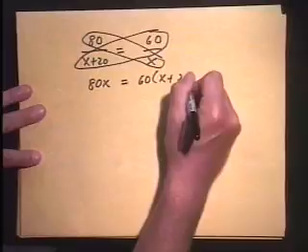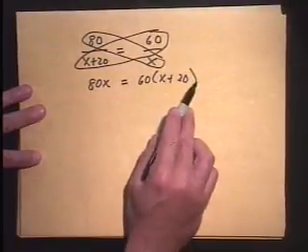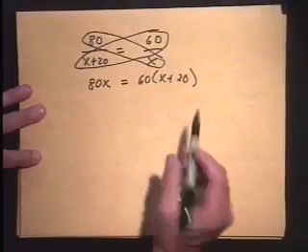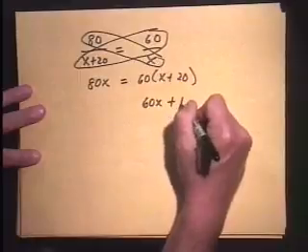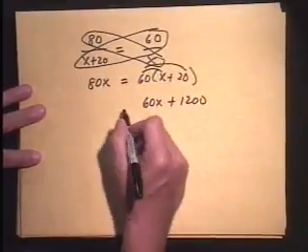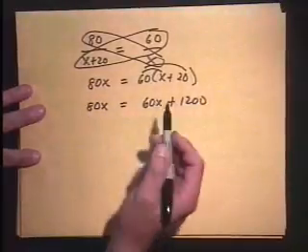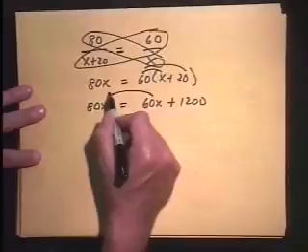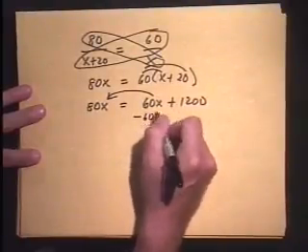Now, you know what we're going to have to do with the 60 and x plus 20? There's that distributive property, the most important property in algebra, just about. So we'll go ahead and distribute. So we'll end up with 60x plus 60 times 20 is 1200 equals 80x. And to solve for x, we have to get the variables all together. So we'll take the 60x to the left. How? Right, by subtracting.